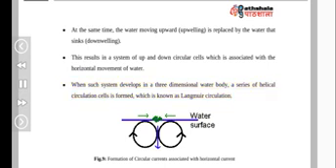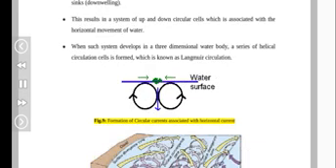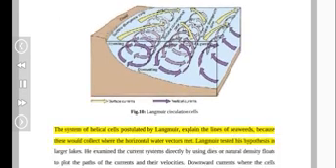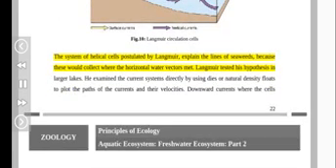as Langmuir circulation. Fig. 9. Formation of circular currents associated with horizontal current. Fig. 10. Langmuir circulation cells. The system of helical cells postulated by Langmuir explains the lines of seaweeds, because these would collect where the horizontal water vectors met. Langmuir tested his hypothesis in larger lakes.